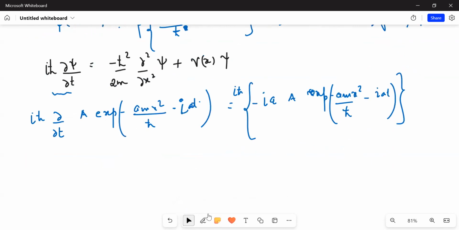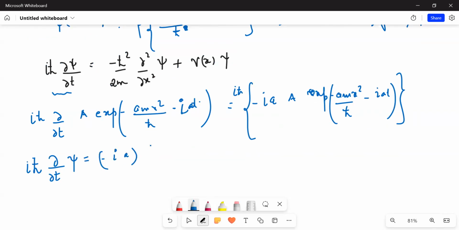And so definitely I can write that iota h cat del psi by del t is simply minus iota a into iota h times psi, which is equivalent to writing h cat a psi. So this is my equation number 1 on the left hand side. On the right hand side, we have two terms. So let us first evaluate this term.